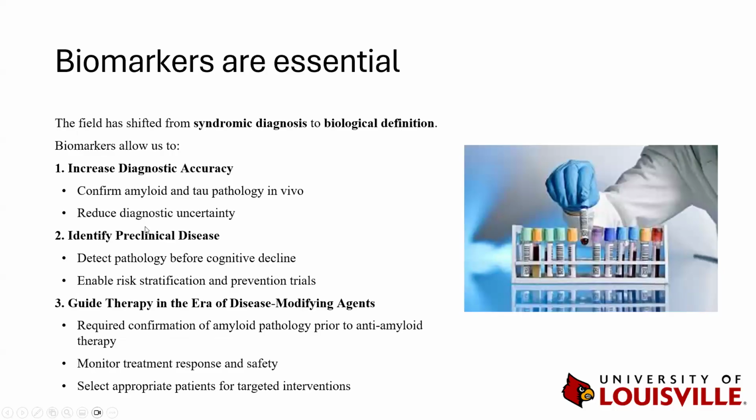Biomarkers are essential. Again, as we mentioned, over time we've shifted from this clinical diagnosis more to looking at the biologic definition as well, and they allow us to be even more accurate in our diagnoses. We can confirm that there's both amyloid and tau, which is necessary for the diagnosis of Alzheimer's disease. Also, maybe we'll be able to pick up some preclinical disease, trying to show that more and more of these markers are elevated at an earlier stage before they even show signs of cognitive change.